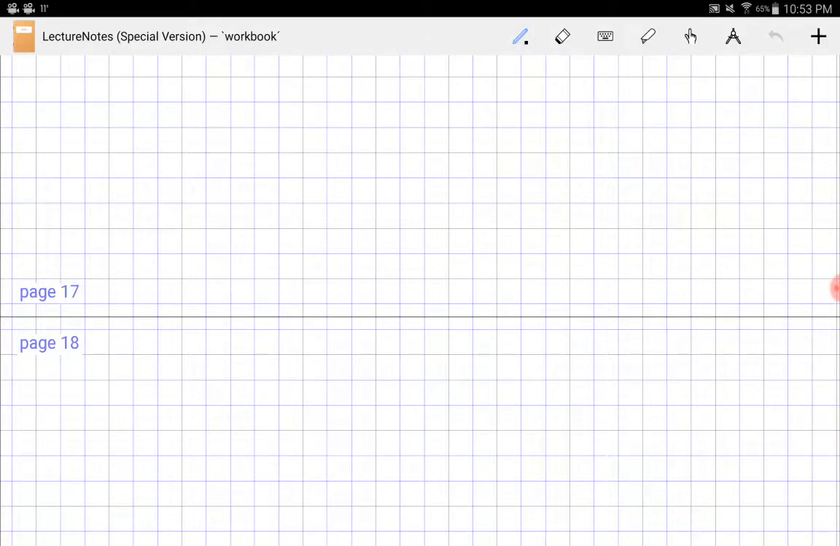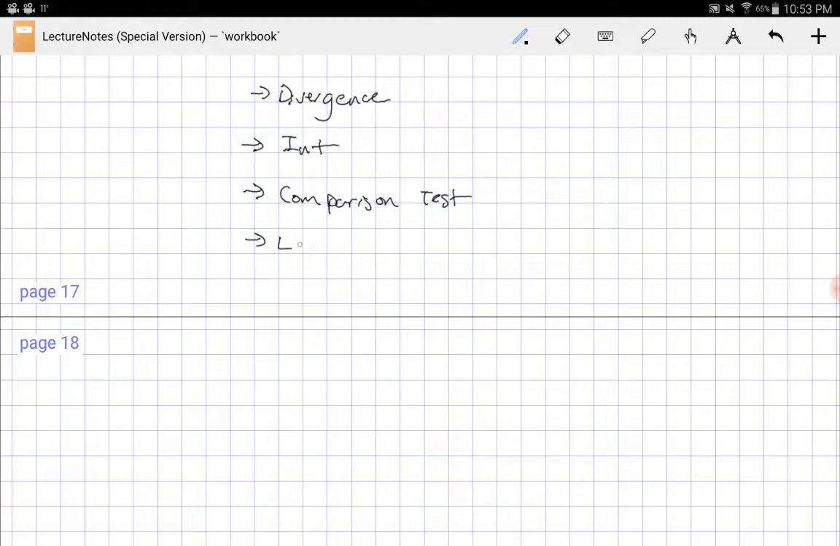So now at this point, we know the divergence test or the nth term test, and then we also know the integral test, and we know the comparison test, and the limit comparison test. And so in summary, the divergence test says that if the limit as n goes to infinity of the terms of your series does not equal 0, then the series must diverge.